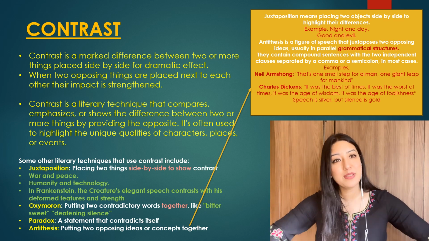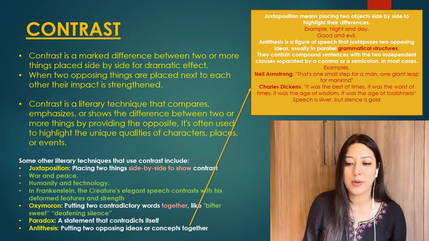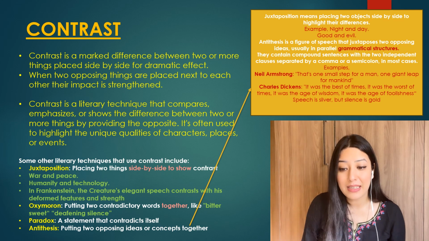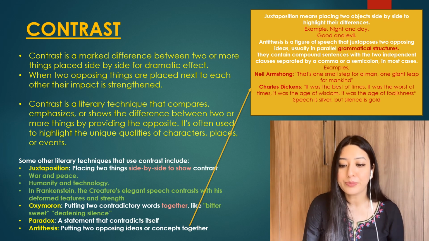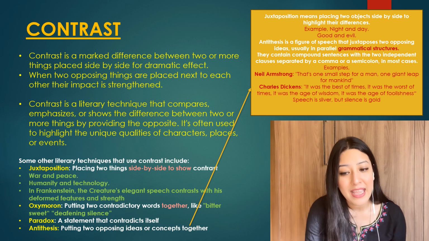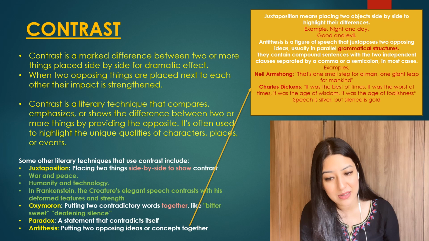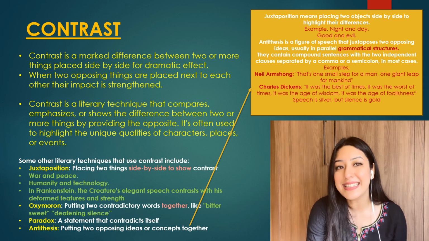So this is one of the most famous quotes that we know in our world today. This is Neil Armstrong's, "That's one small step for a man, one giant leap for mankind." And from literature, I've given one by Charles Dickens: "It was the best of times, it was the worst of times, it was the age of wisdom, it was the age of foolishness." Speech is silver, but silence is gold.